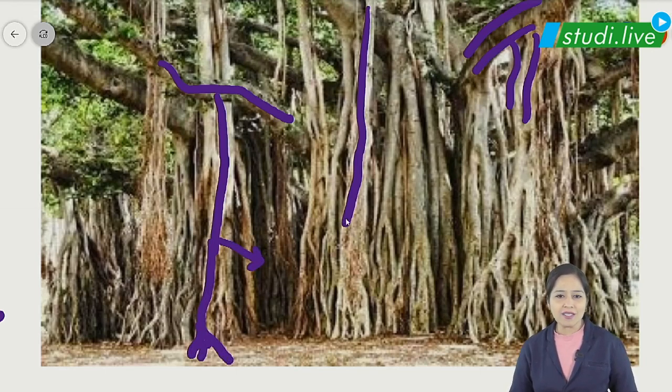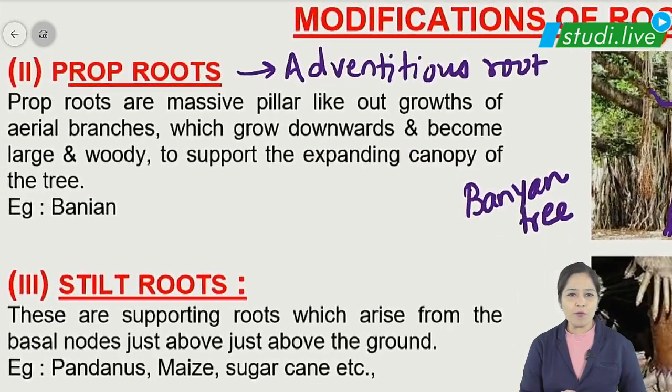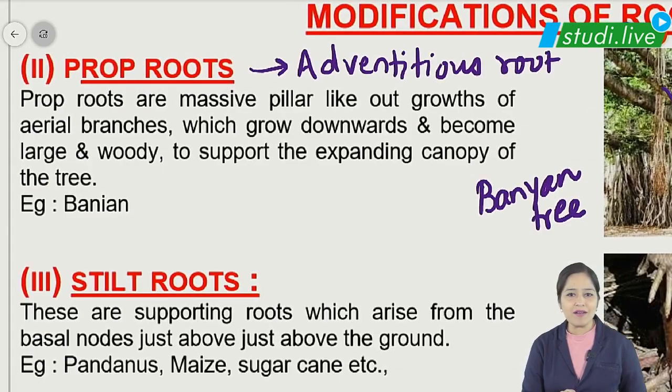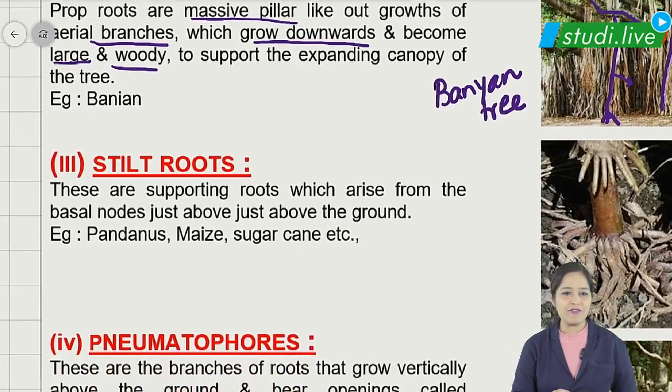So they are acting as pillars which are supporting the heavy horizontal branches. Here we can see these prop roots, they are massive pillar-like outgrowths of aerial branches. Now these are horizontal branches. They are going to grow vertically downwards and become large and woody, and they are going to act as pillars supporting the horizontal branches. So the example for this is the banyan tree.